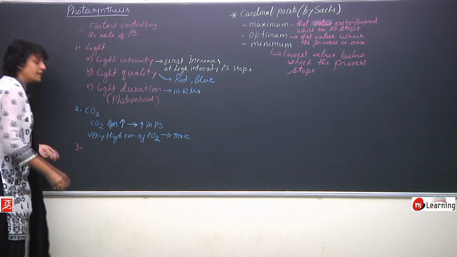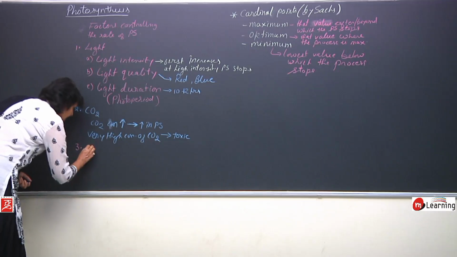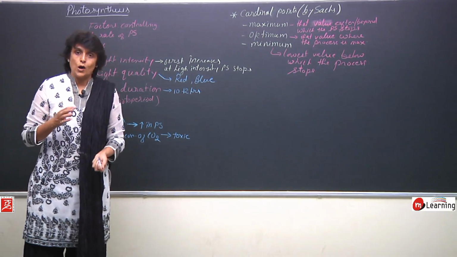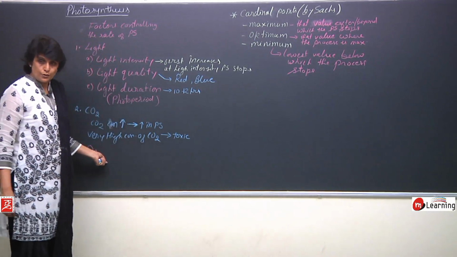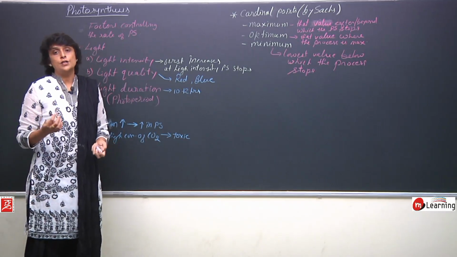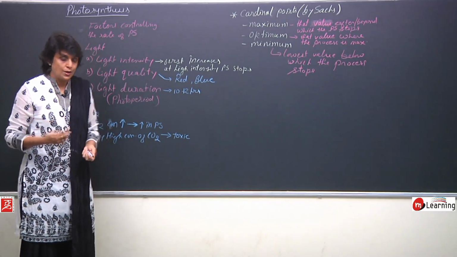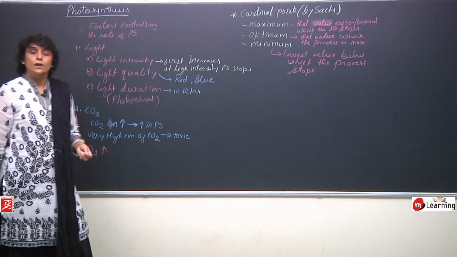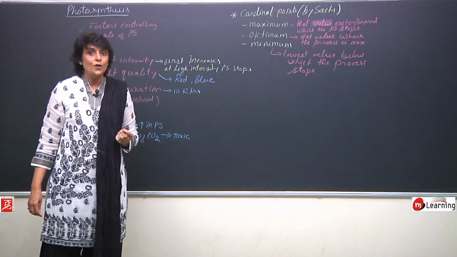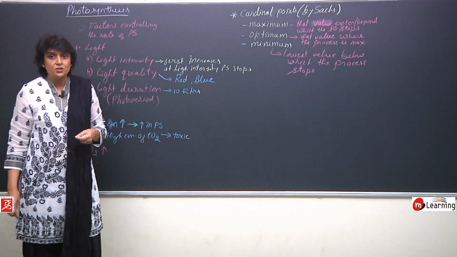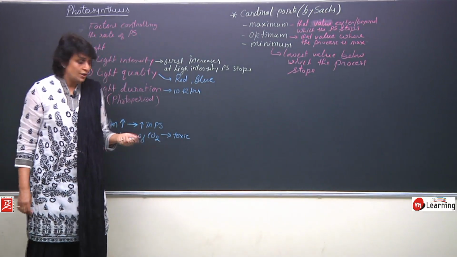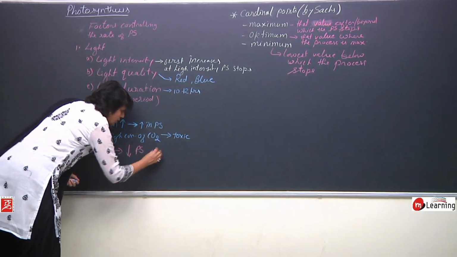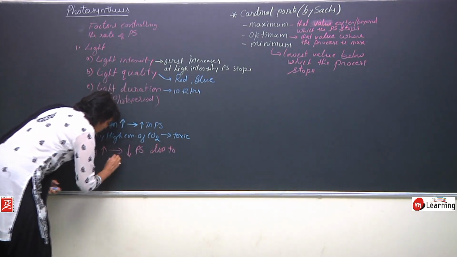Third condition or third factor which can affect photosynthesis is oxygen. Oxygen is produced as a byproduct in photosynthesis, but if oxygen is available in higher concentration, then rubisco will help the oxygenation process instead of carboxylation. So, an increase in oxygen will decrease photosynthesis due to photorespiration.